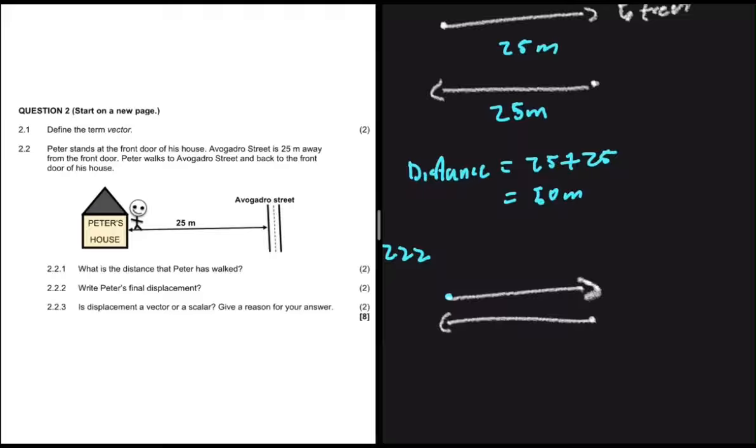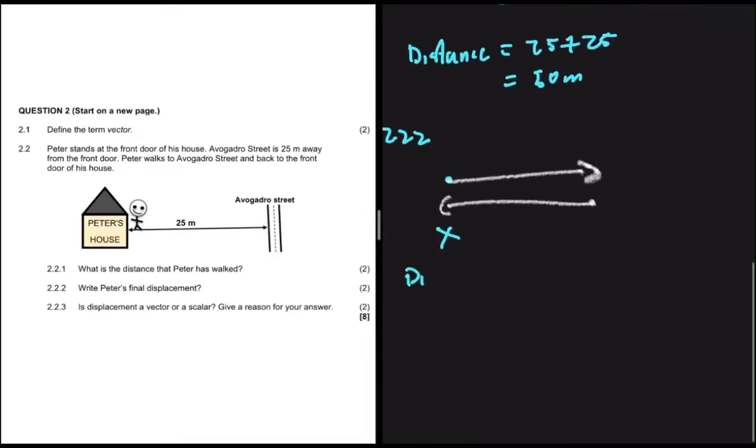So what is the change in Peter's position? Peter is exactly where he started. There is no change in his position. So Peter's displacement in this case will be equal to 0 meters because there's no change in his position. The distance is 50 meters because the distance is defined as the length of the path taken. But the displacement is 0 meters because the displacement is defined as the change in an object's position.